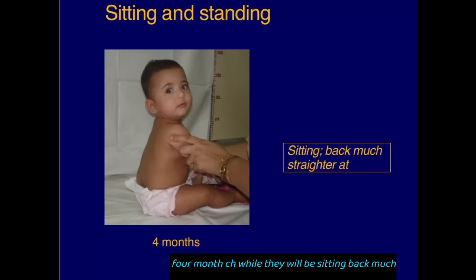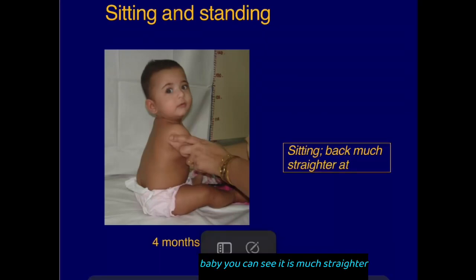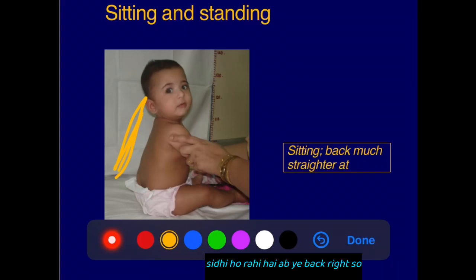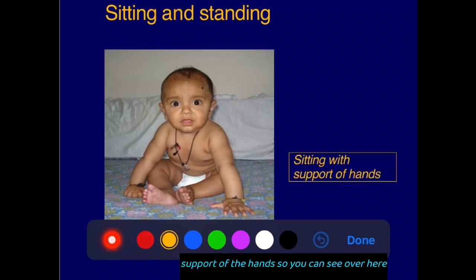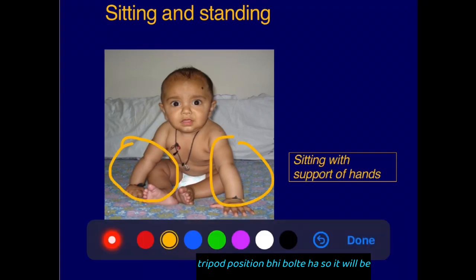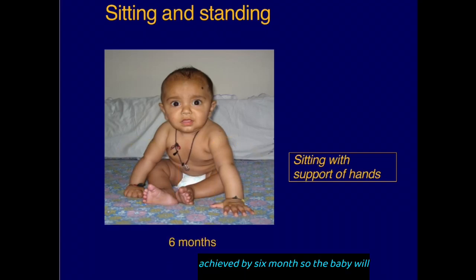4-month child, they will be sitting back much straighter, so the back of this baby, you can see it is much straighter. सीधी हो रही है अब ये back, right? So 6 months में baby will be sitting with support of the hands. So you can see over here the child is using its hand to sit. इसको tripod position भी बोलते हैं. So it will be achieved by 6 months.